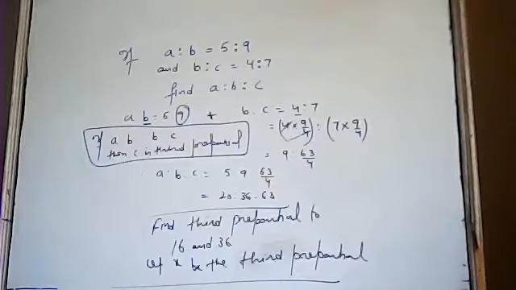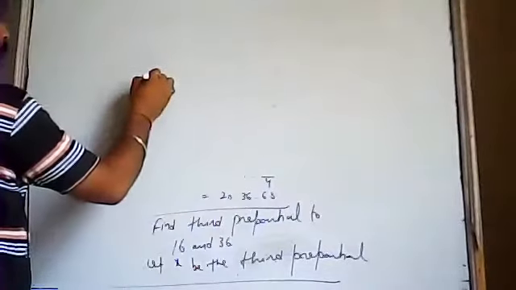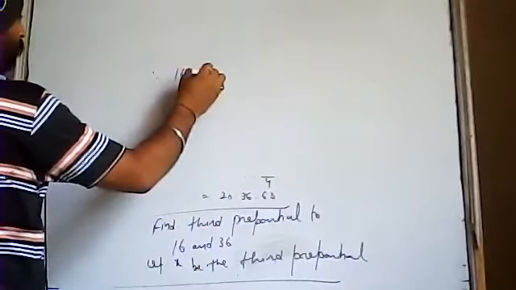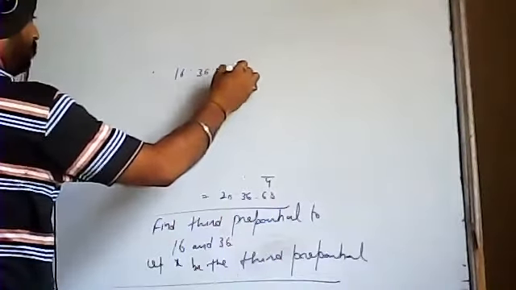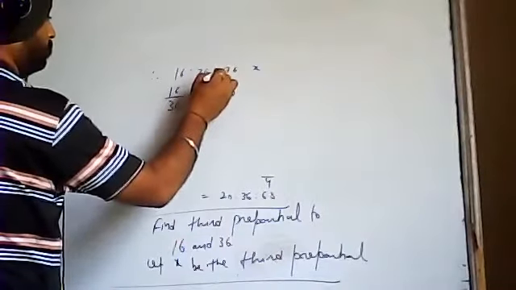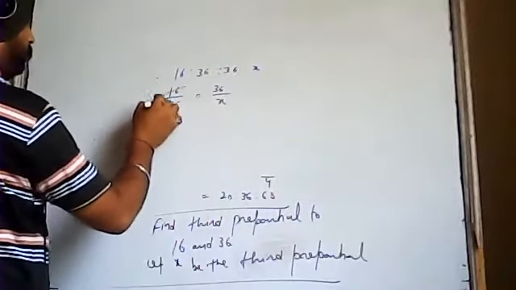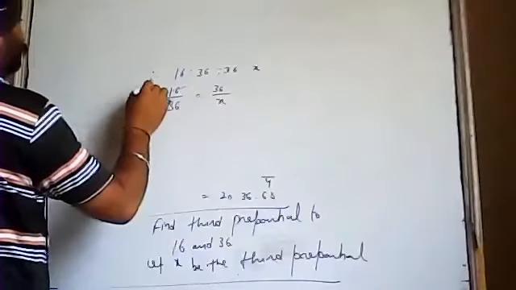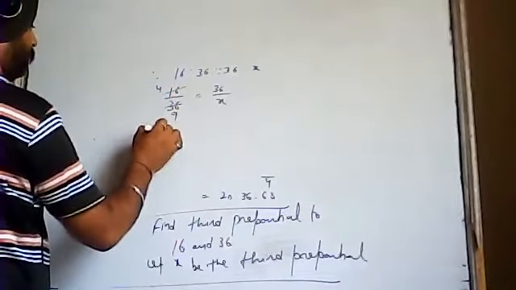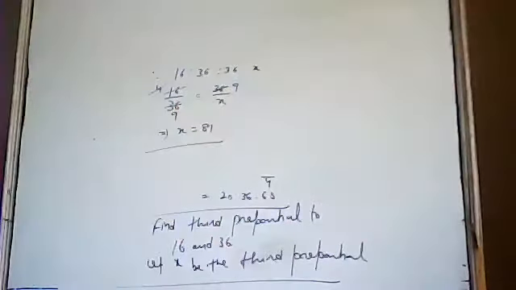Let x be the third proportional. Therefore, 16 ratio 36, 36 ratio x. 16 by 36 is equal to 36 over x. So this is equal to 4 and 9, 4 and 9, x equal to 81. So by this you can solve this question.